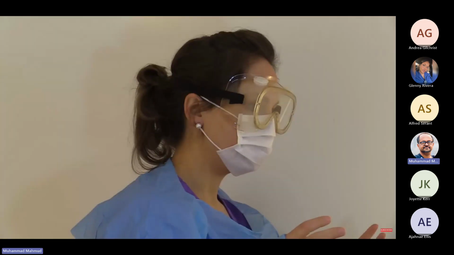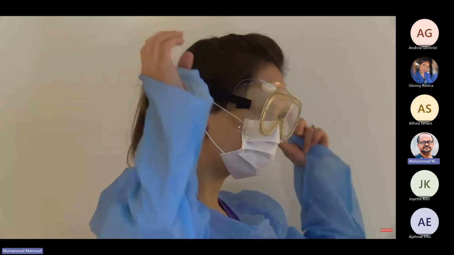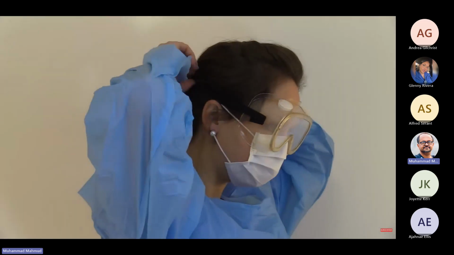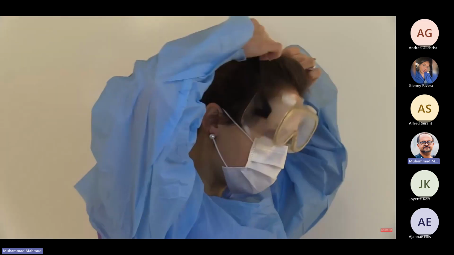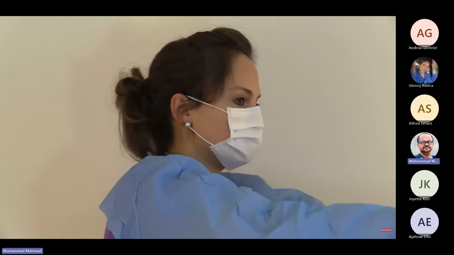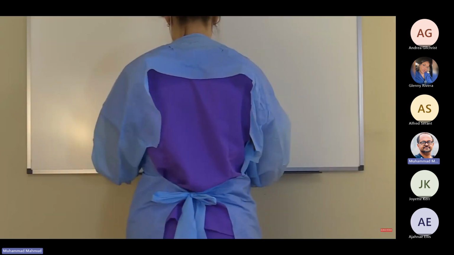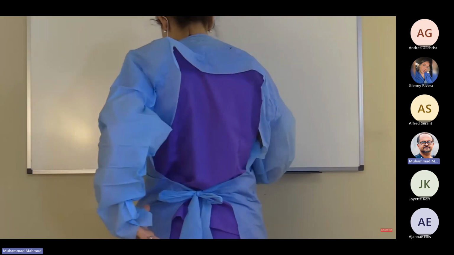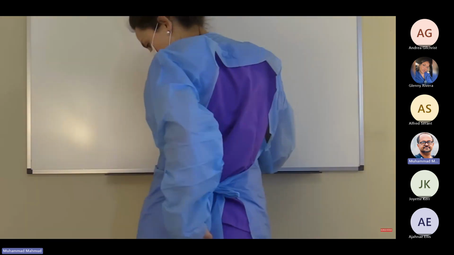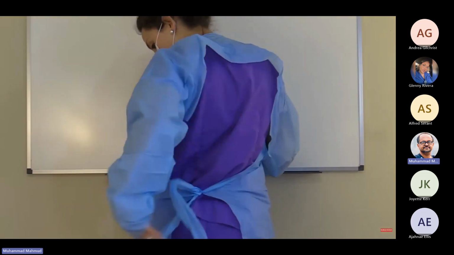Next, you will remove your goggles, and remember you will remove them from the straps because that is a clean area. So you will take them, remove them off, and then discard. Now we're going to remove the gown, and remember the back of the gown and the ties are clean. So we're going to untie the gown.